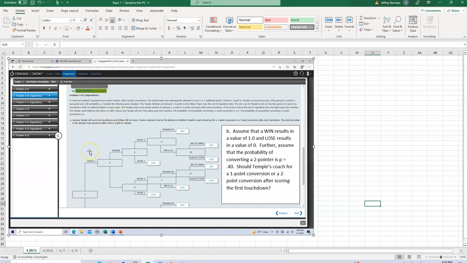This question is basically saying, if you know about American football, you know that after you score a touchdown at any level, you can kick the extra point or you can go for 2 points. And basically what we're saying here is Temple is down by 14 points. And assuming that they can hold their opponent, the Killeen Tigers, to no scores, what is the best option after their first touchdown: to either go for 2 points or kick the extra point and try to win this football game?